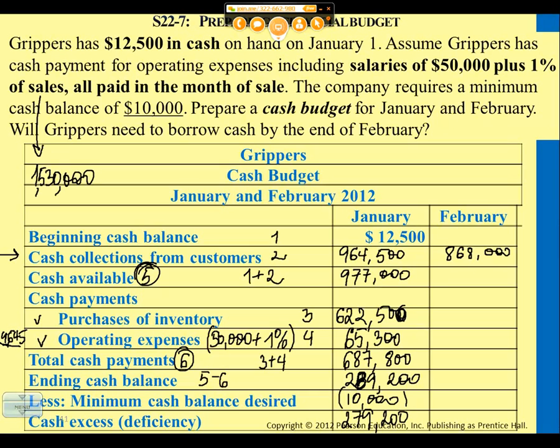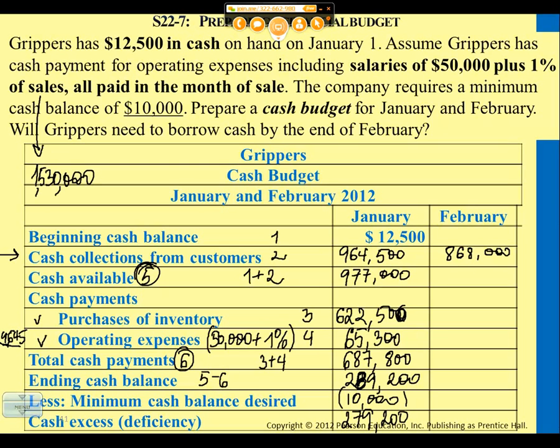If your cash available is less than your cash payments, do you still allocate a minimum cash balance because you don't have it? So would you still do it? So if your cash available was less than the amount you had to pay out, you would end up with a negative. You would end up with a deficiency. You still have to set aside a minimum cash balance desired even though you don't really have it to begin with. Well, you have your minimum cash desired as something that you're going to do. So it just puts you further into a deficiency. Okay, thank you.